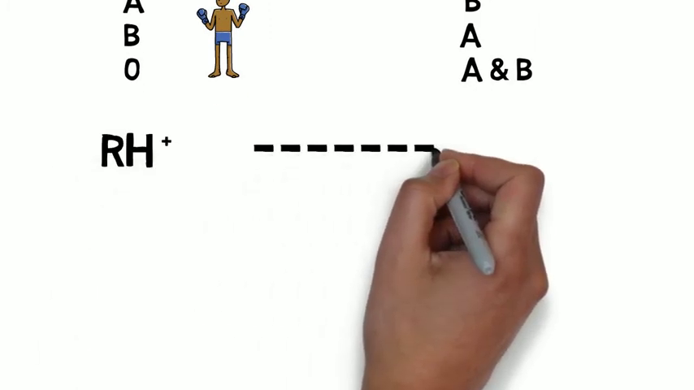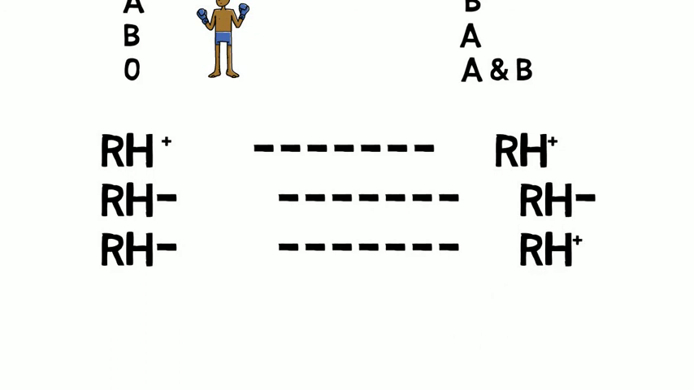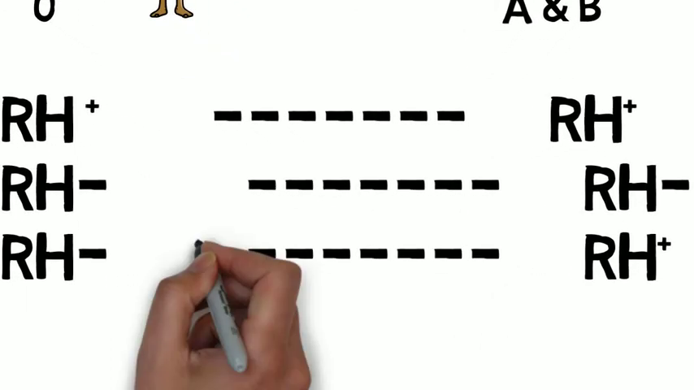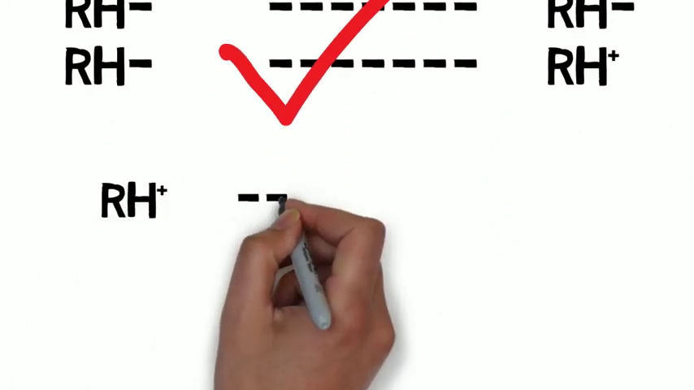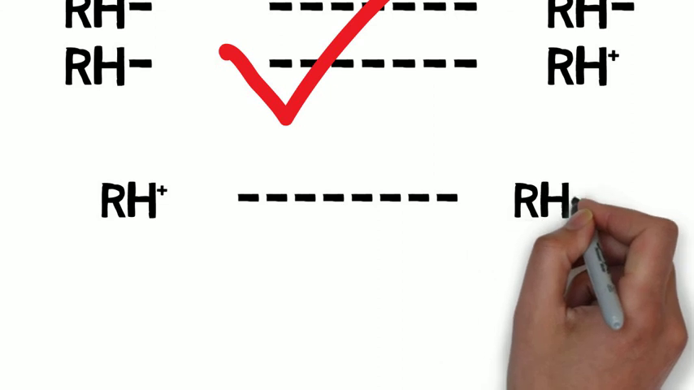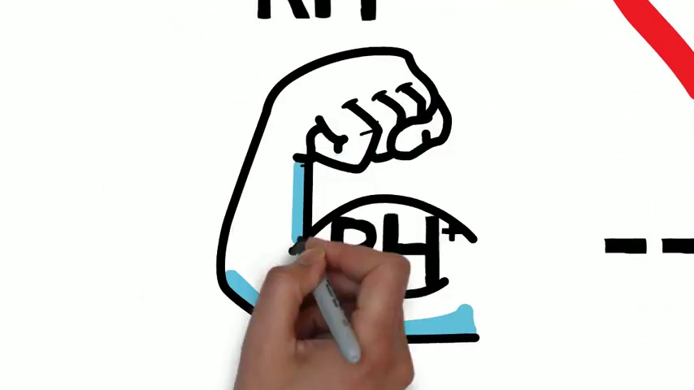Now RH positive can give blood to an RH positive person. An RH negative person can give blood to an RH negative person. RH negative can also give blood to an RH positive person. But RH positive cannot give blood to an RH negative person, because RH positive is the dominant one and RH negative is the recessive one. So RH negative will start forming antibodies against the RH positive blood group.